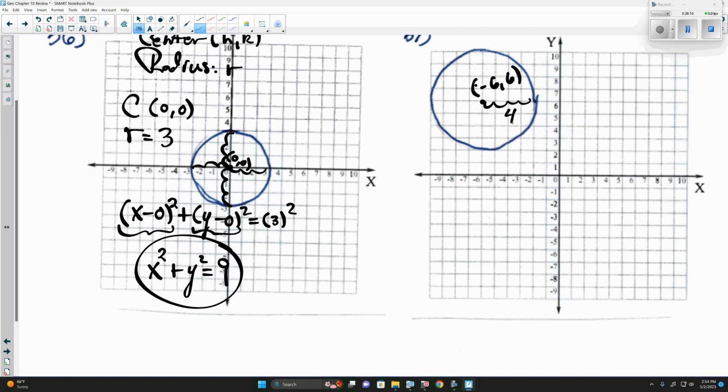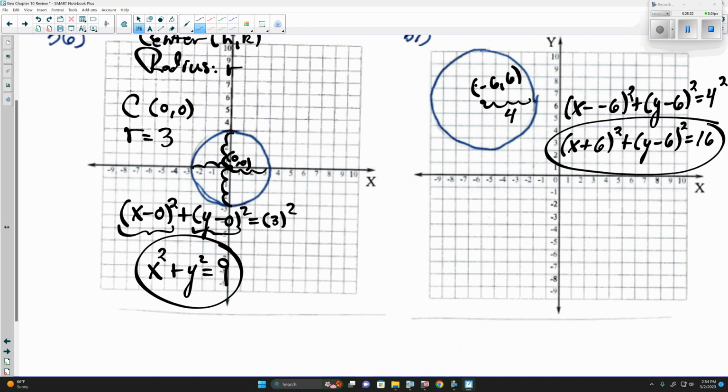Now the next one, center is at negative 6, 6, and the radius is 4. So we'll plug it in. x minus negative 6 squared plus y minus 6 squared is equal to 4 squared. Well, the negative and negative would make a plus, so we get x plus 6 squared plus y minus 6 squared is equal to 16.